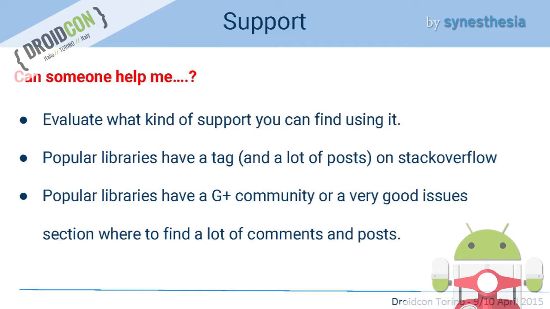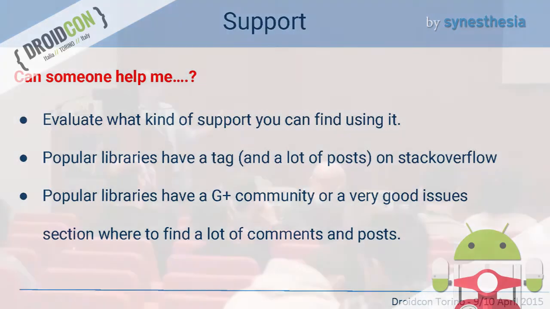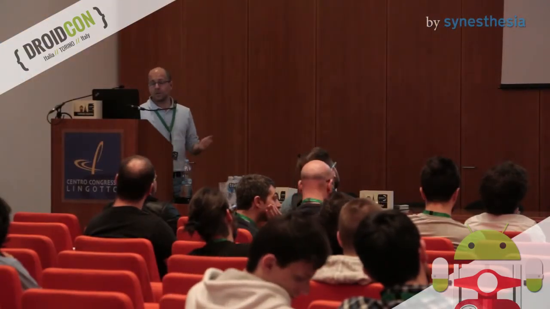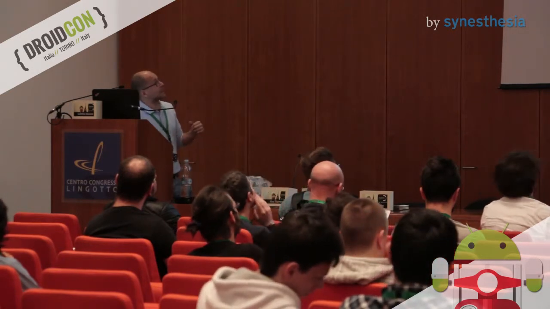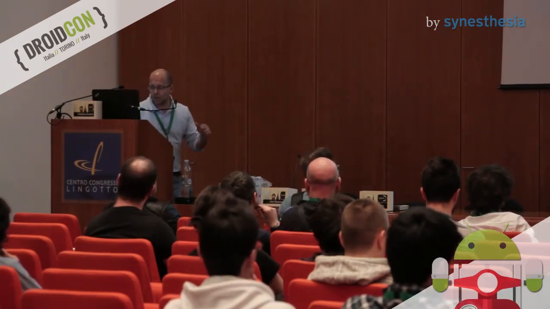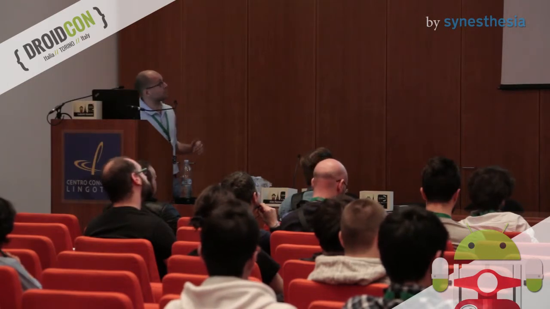The support. The real question in this case is, can someone help me? When you are using something, you should evaluate if someone can help you. You should evaluate what kind of support you can find using the libraries. The popular libraries usually have a tag on Stack Overflow. Some have a G+ community, or a very good section about issues and about questions.